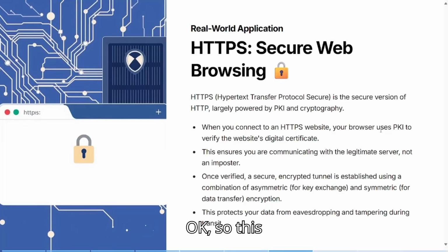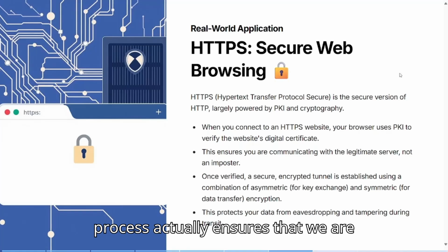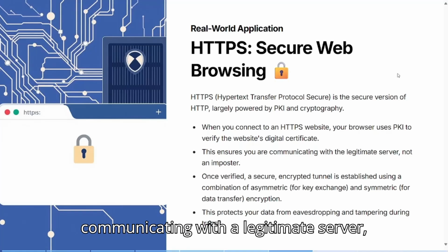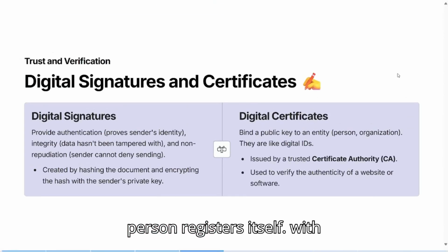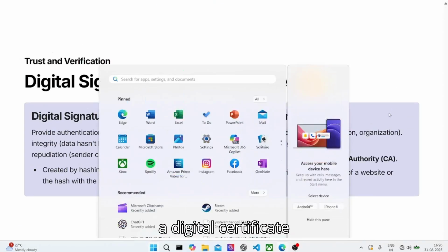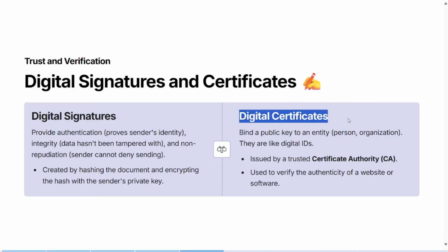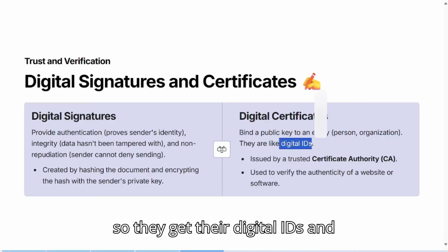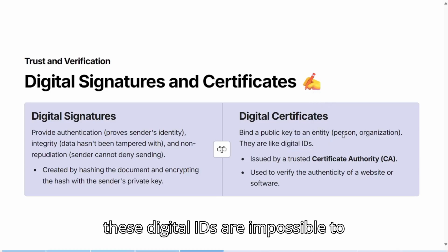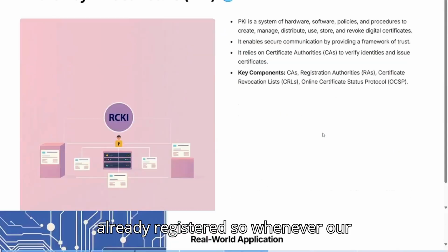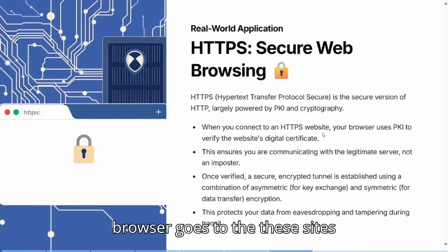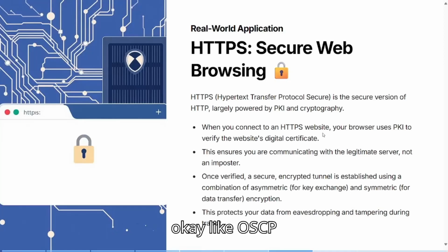Okay, so this process ensures that we are communicating with a legitimate server, not an imposter. Whenever a company or a person registers itself with a digital certificate, they get their digital IDs, and these digital IDs are impossible to replicate as these are entities which are already registered. So whenever our browser goes to these sites, like OCSP, etc., it directly gives the ID number.